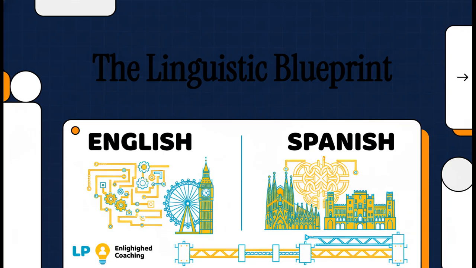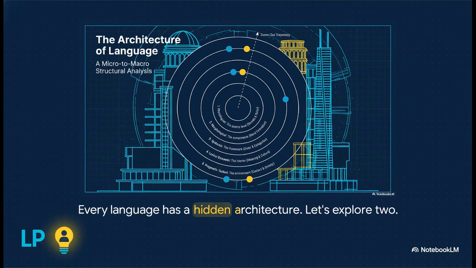Every language we speak has this kind of hidden blueprint, right? A secret structure that shapes everything about it. Today, we're going to be linguistic architects and explore two totally different designs, the blueprints for English and for Spanish. So think about language less like a list of words and more like a massive, complex building. It's got its own unique architecture.